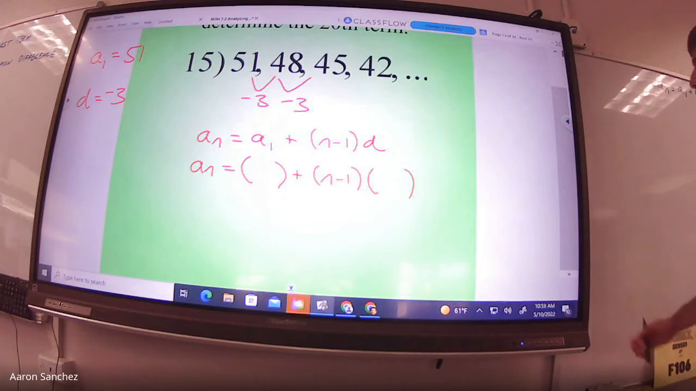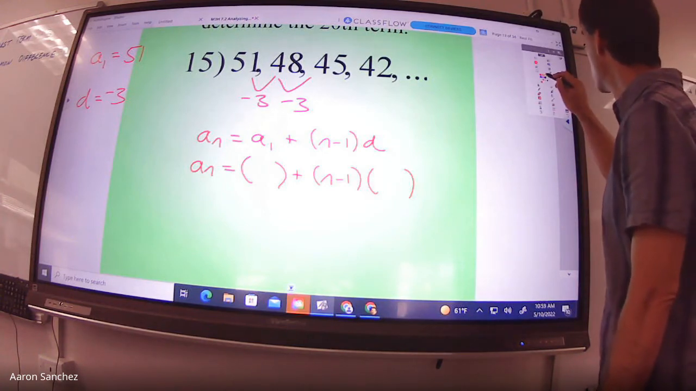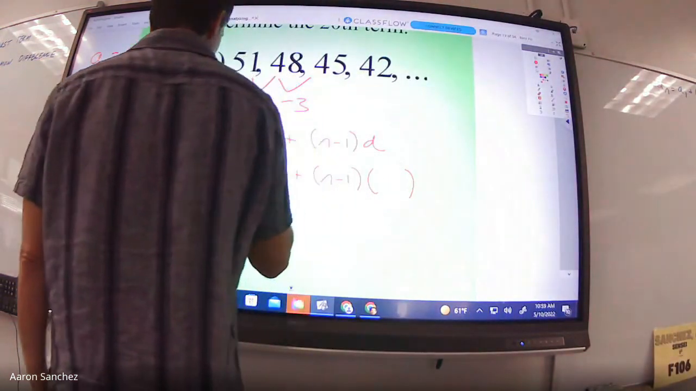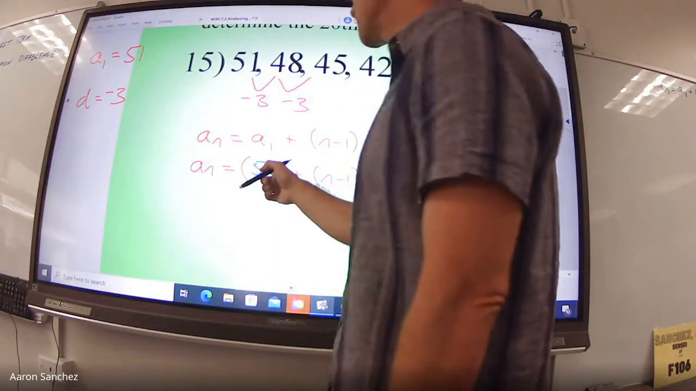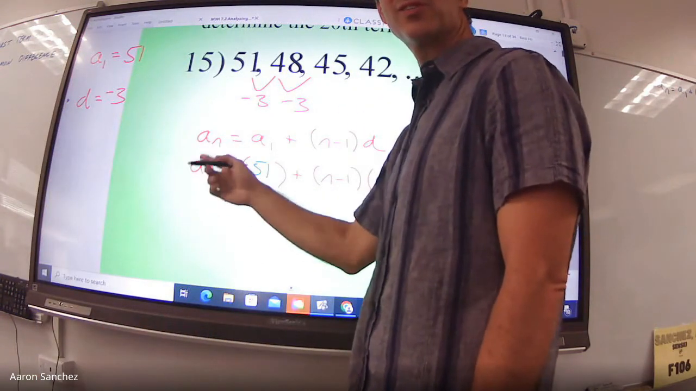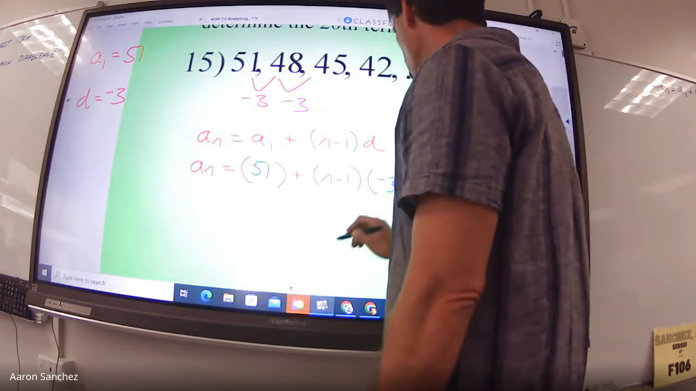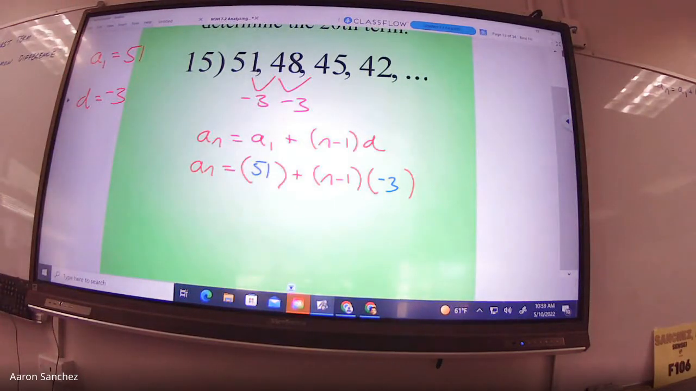All right, write the rule down. Oh, yeah, I forgot. 51. Now, obviously, you just add 3 to get this right. That's what we're going to do because it's the 0 term, right? And then we have the common difference of -3. Write it down. What's the rule?